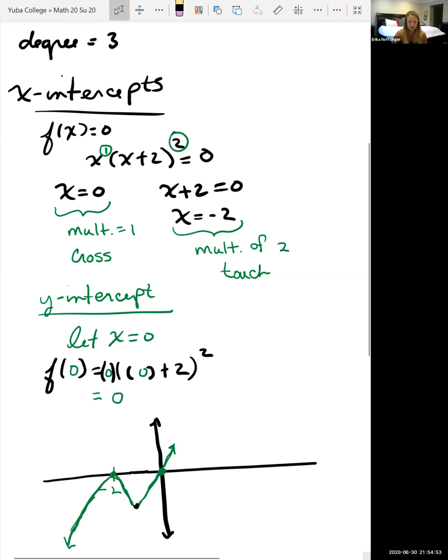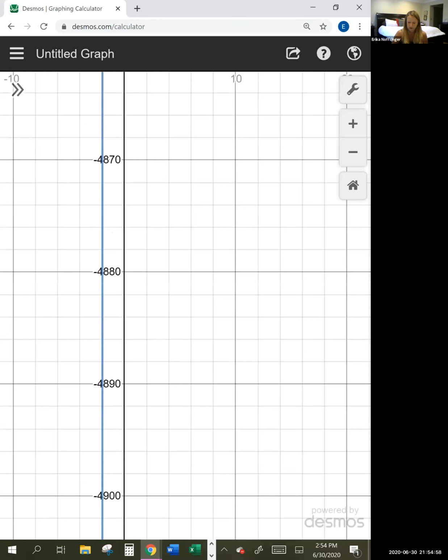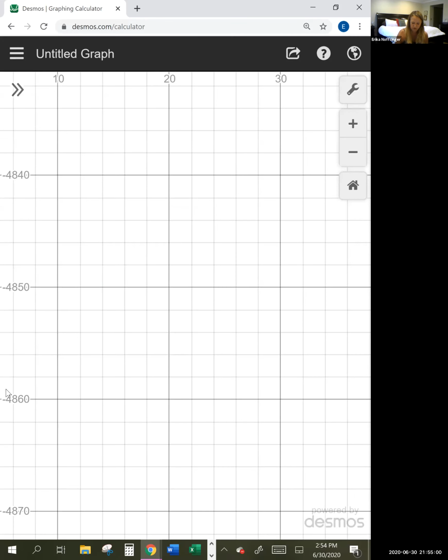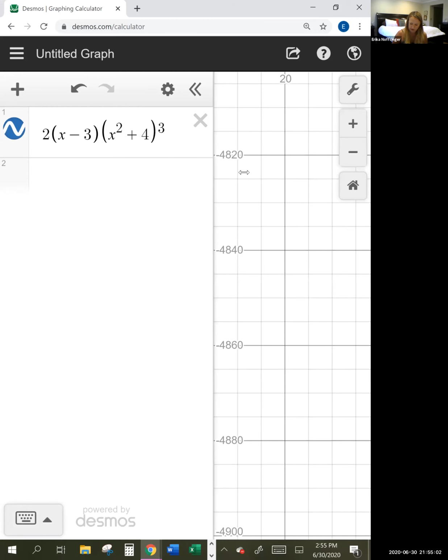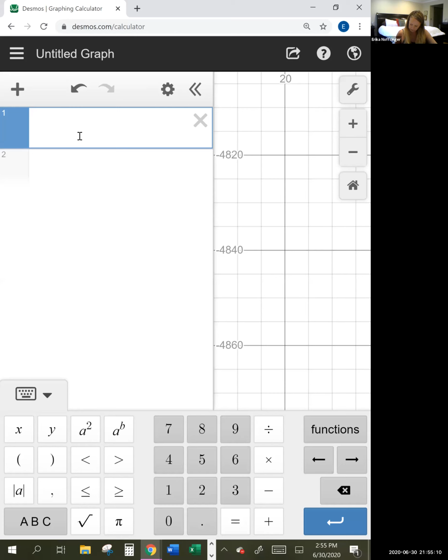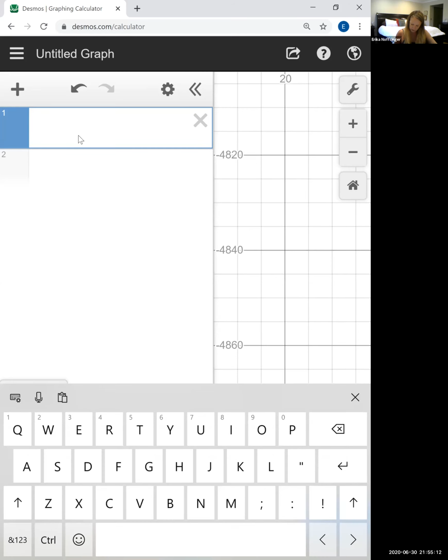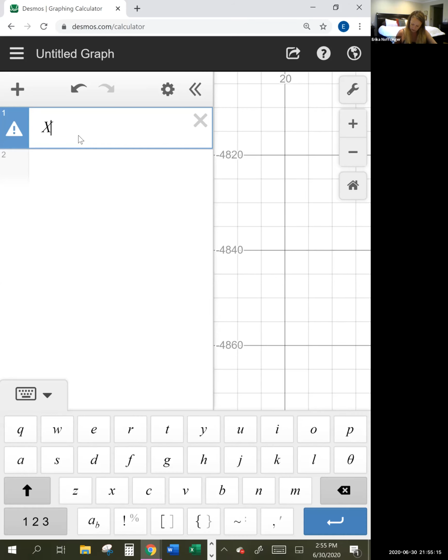Where's my mouse? Okay. So let's go in and rewrite what our function is. And that was just x. Oops. Actually, I don't think I want that.